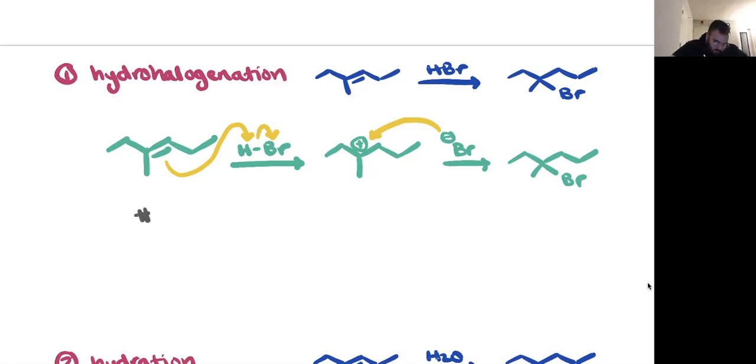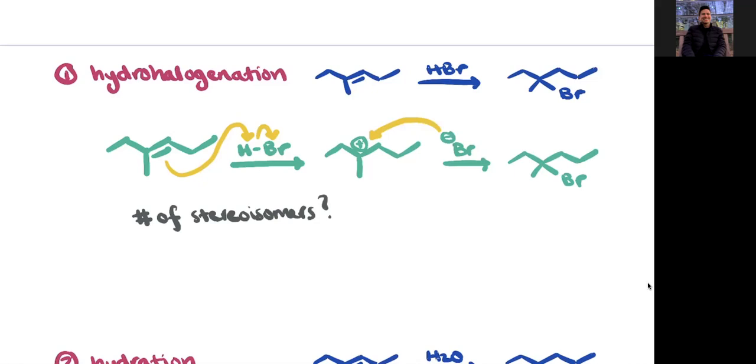Okay, so looking at this reaction, first exam-like question I'm going to ask you is, how many stereoisomers? Two. Why are we getting two? There's one, you're forming one new chiral center. Yep, so you're only forming one new stereocenter, that being over here, right?